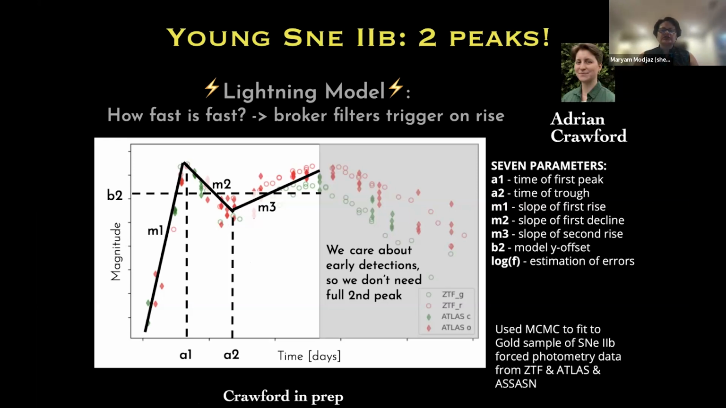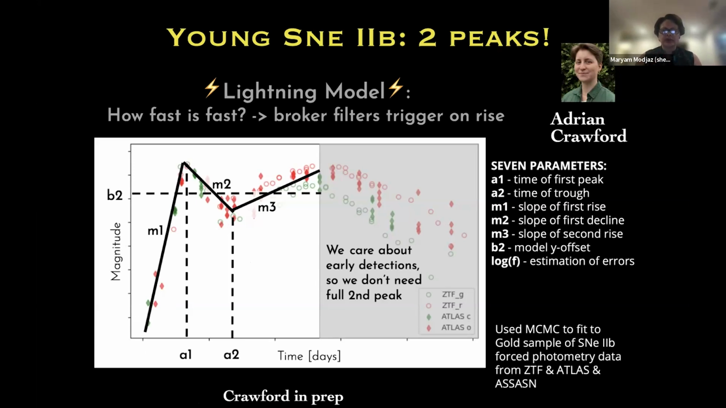So what Adrian mostly did was use MCMC to fit our gold sample of type 2B. It turns out there are different completeness levels for different type 2Bs. Sometimes they only have the decline after the first peak. So we use this gold sample where you can see the rise, where you can get M1, the slope of the rise to the first peak.